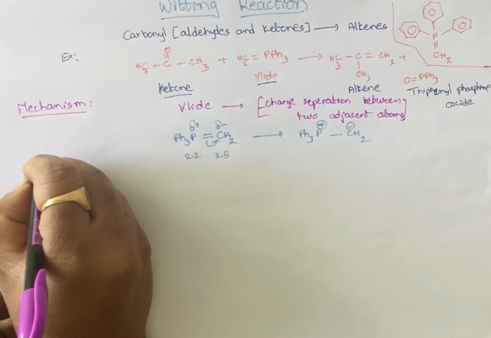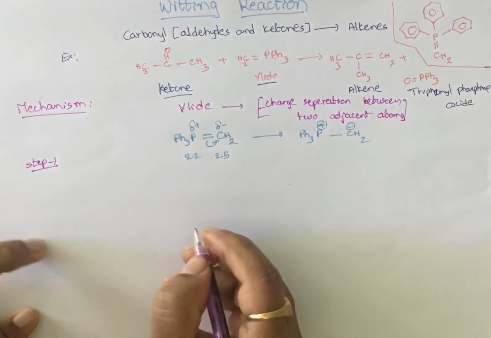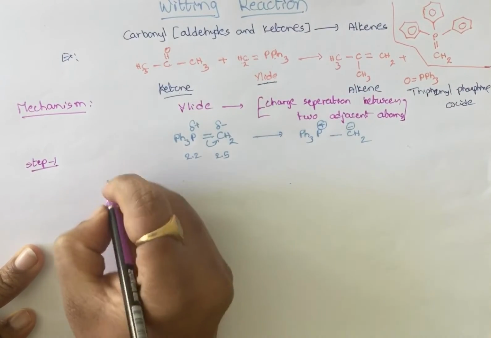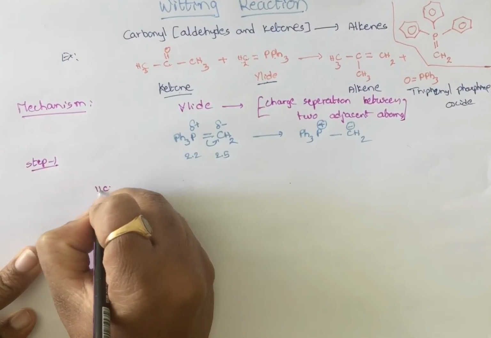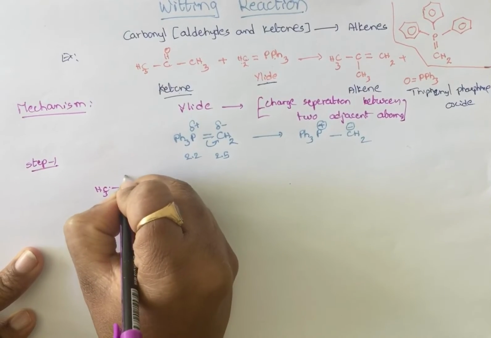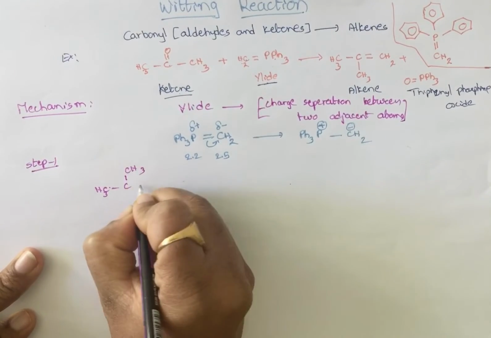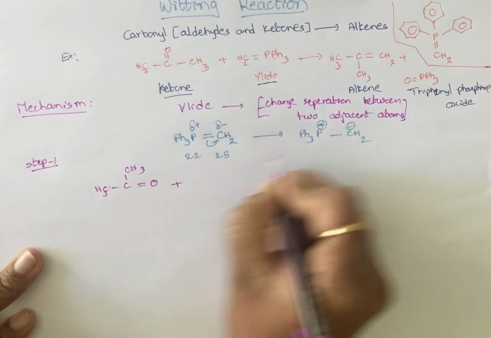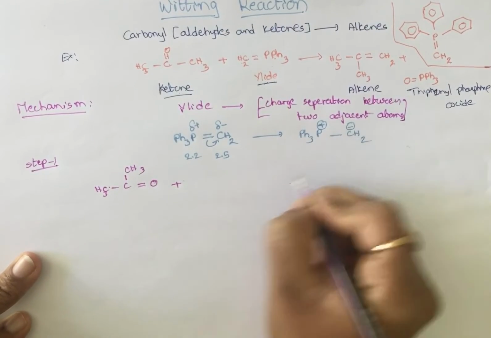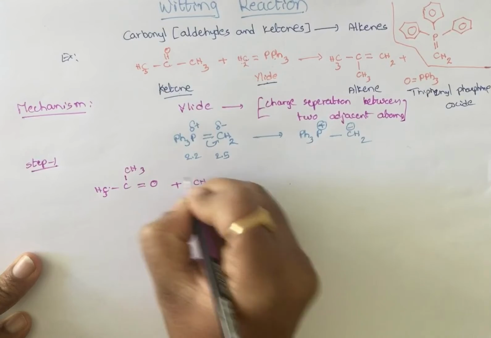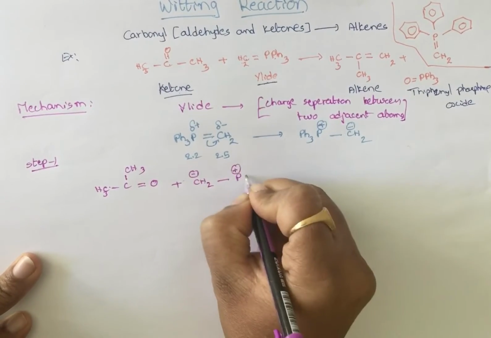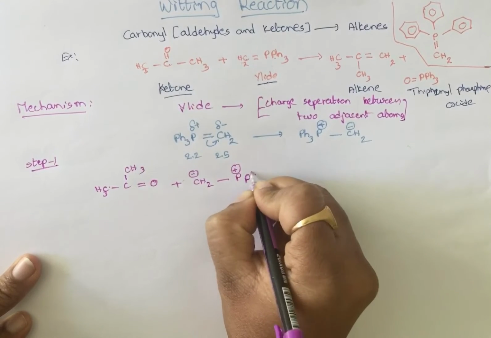Now let us see step 1. For this reaction only, I am going to explain the mechanism. Take acetone. For the first step, I am going to write like this for convenience, plus, and this I already showed, how the bond shifting will take place. So take this ylide ion.